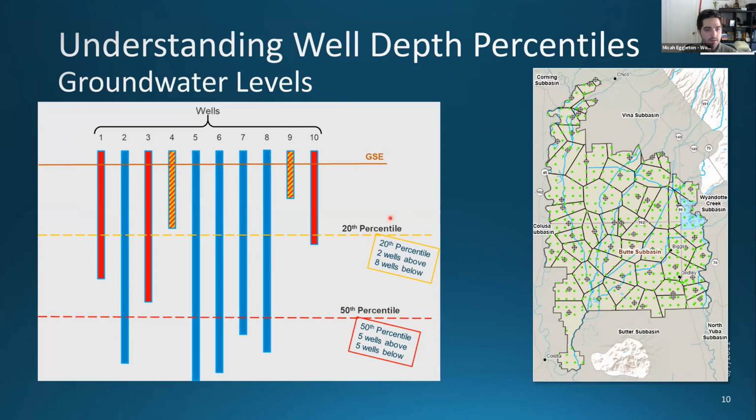Simple way of looking at it on this figure right here is, say we were trying to protect the 20th percentile of wells. There are 10 wells in this example, which means well 4 and well 9 would be above that 20th percentile line, and the other 8 are below it. So we're protecting 8 of the 10 wells. If we were looking at the 50th percentile, well, then 5 of our wells would be below the line and 5 would be above. So that's why we've done it for every single polygon.